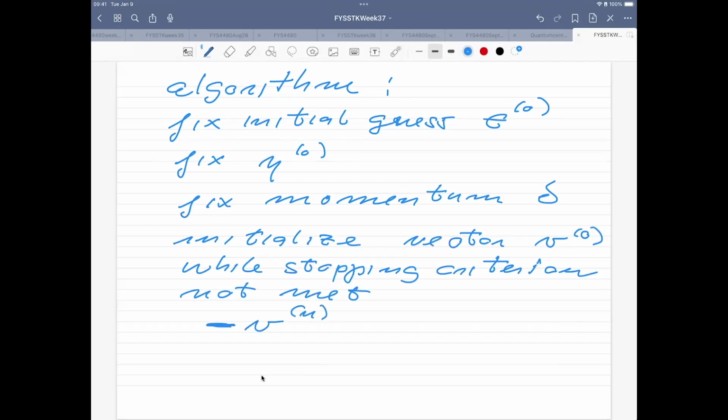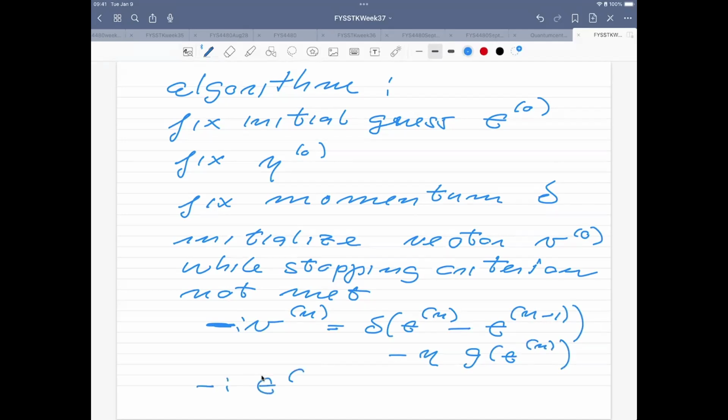So this is not a minus sign. It's a v, which is being updated, equal to delta multiplied with theta of n minus the previous value. So we need to keep track of the previous value. Minus eta of g times theta of n. So we need to calculate the gradient. And then the next step is us updating theta of n plus 1, which is equal to theta of n plus this v of n. And then we have end while.